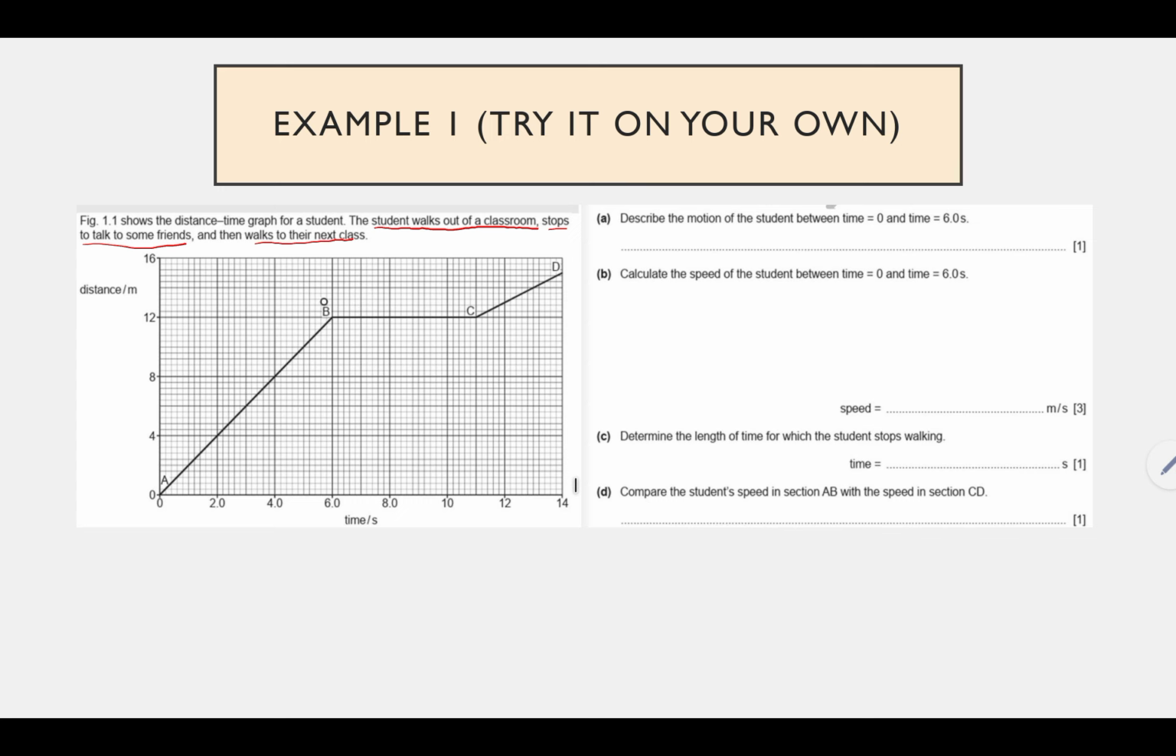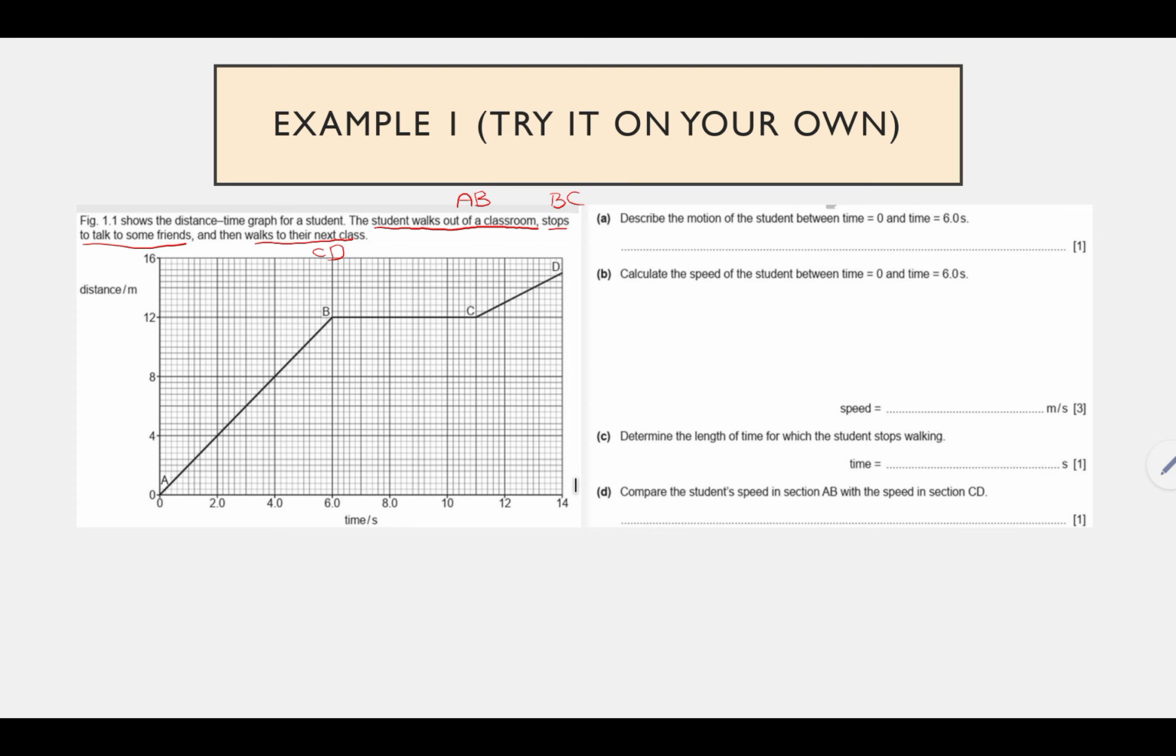So from A to B, that was the first part. Student walks out of a classroom. And then they said he stopped, and we agreed that when he stops, that's a horizontal line. So clearly, it's from B to C. And finally, walks to their next class. So moving further, that's C to D.